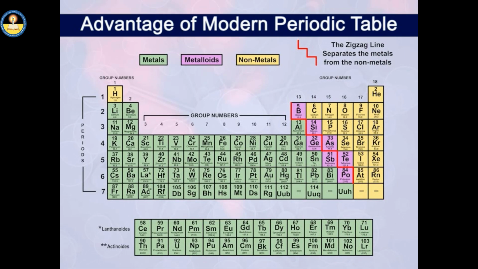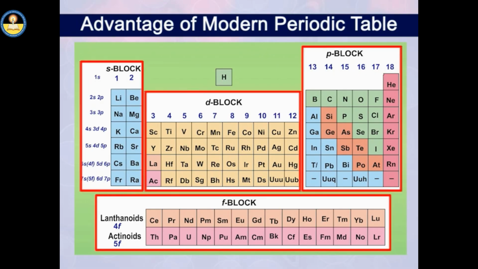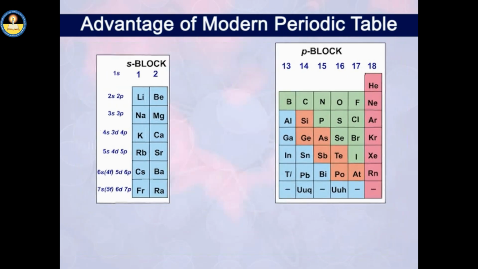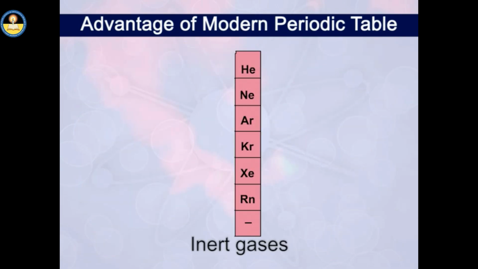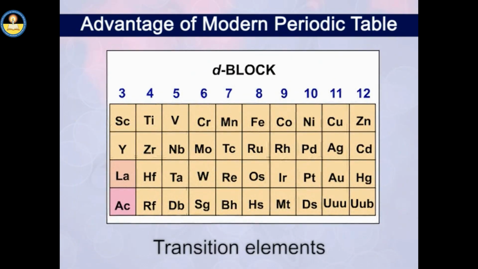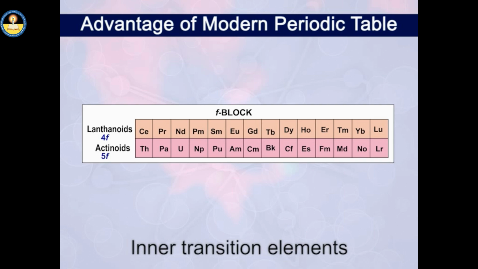Elements have been placed into separate blocks like s, p, d and f, and also into 4 different types of elements: representative elements, inert gases, transition elements, and inner transition elements.